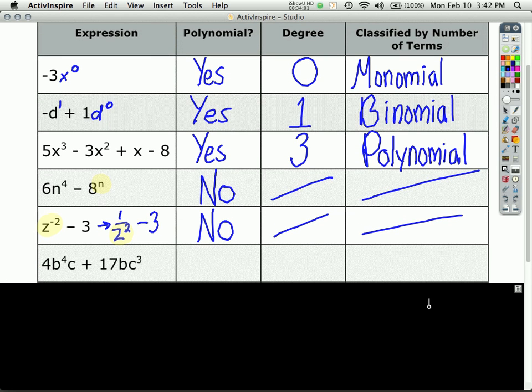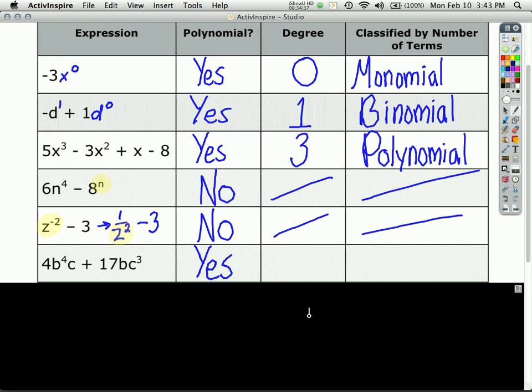And 4b to the 4th power c to the 1st plus 17b to the 1st c to the 3rd. And this is kind of a hybrid. We're not going to deal very much with these. I'm exposing you to this so you see it. This is a polynomial because even though it's a little more complex than, for example, this up here, it still, for the most part, meets the rules. So it is a polynomial, but the next part you would never know unless I told you.